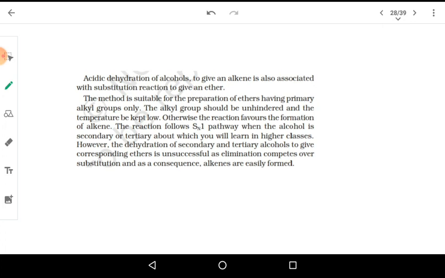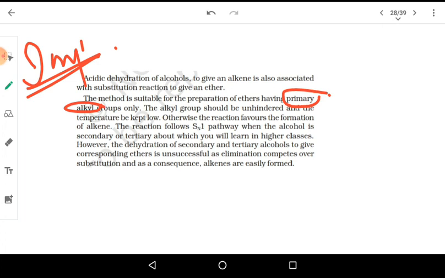Let us now move on to the next one, but before that we have a paragraph here, and this is important. Alcohol dehydration is also associated with a substitution reaction to give an ether. This method is suitable for the preparation of ethers having primary alkyl groups only. We need only primary alkyl groups for this particular reaction. The alkyl group should be unhindered and the temperature should be kept low. This is important, temperature should be low. Otherwise, it will favor the formation of alkene.